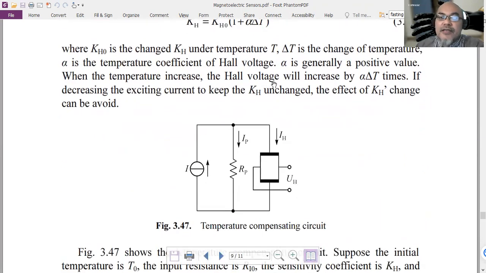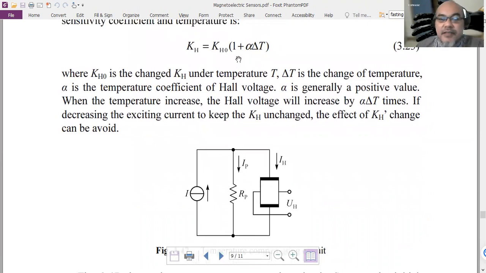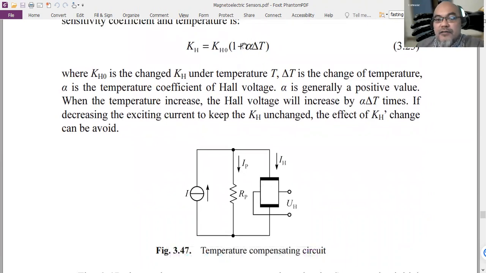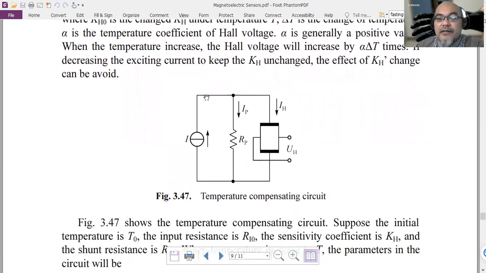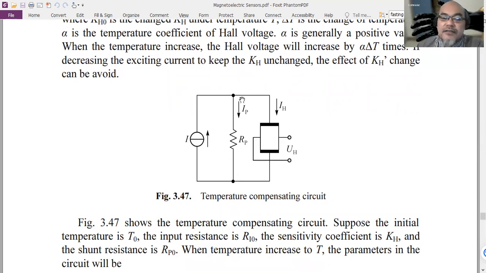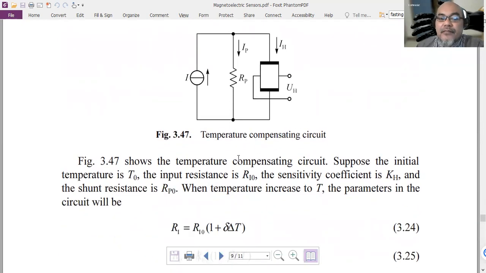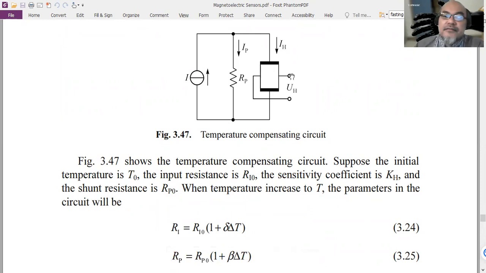This will change the K, the coefficient, the sensitivity of the Hall effect. So to compensate for the change of this sensitivity due to the temperature coefficient of the Hall voltage alpha, we can have this temperature compensating circuit, with a current source, where some of the current flows into a parallel shunt resistor next to the Hall effect device. So if the initial temperature is T0, the input resistance is Ri0, the sensitivity coefficient is KH, and the shunt resistance is Rp0.